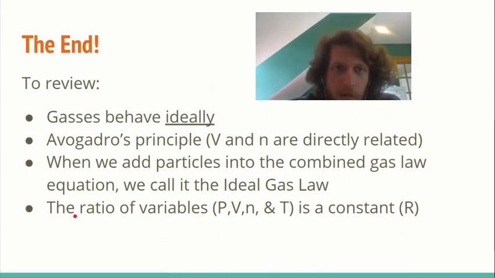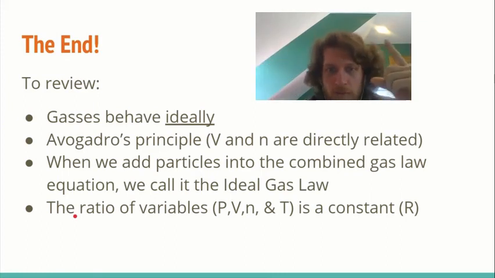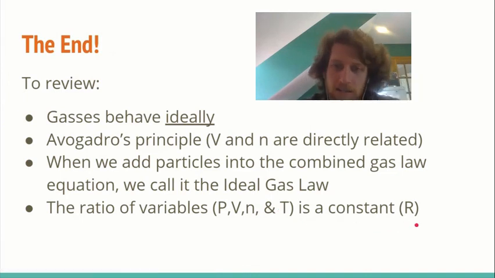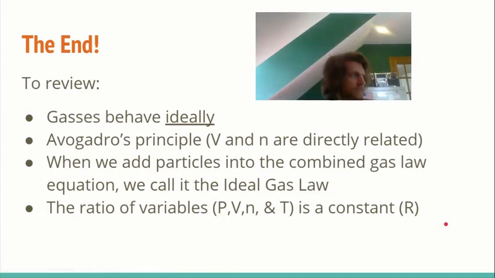So, what did we learn? Gases behave ideally, just like you in quarantine, trying to social distance, stay as far away from each other as possible. We learned Avogadro's principle, so volume and the number of particles are directly related. When we put the N in the combined gas law, we call it the ideal gas law because they form a constant ratio. The ratio of variables, pressure, volume, particles, and temperature, is a constant. All of those give us the ideal gas law. We're going to do a few calculations with this in just a bit, so you will get very used to using R values in that equation. If you have any questions, let us know.